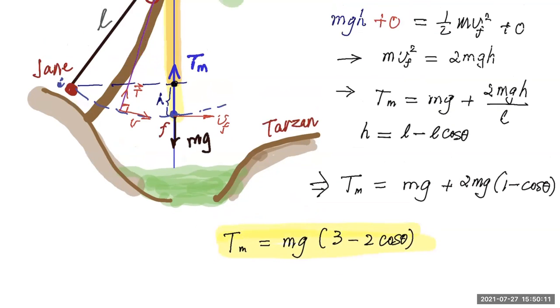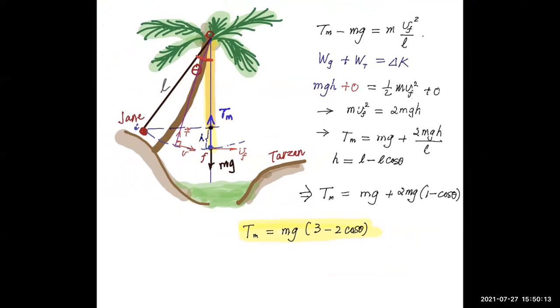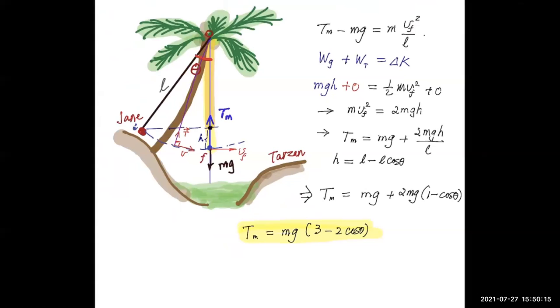Okay, so this is the tension the vine needs to provide at the bottom of the swing in order to support her circular motion. Is that equal to her weight? No, we know it's not the case, because the tension must overcome gravity to provide a net force pointing into the center of the circle to support her circular motion, right? So the tension is greater than mg, that's for sure. But how much more? Well, clearly the answer depends on the angle theta.